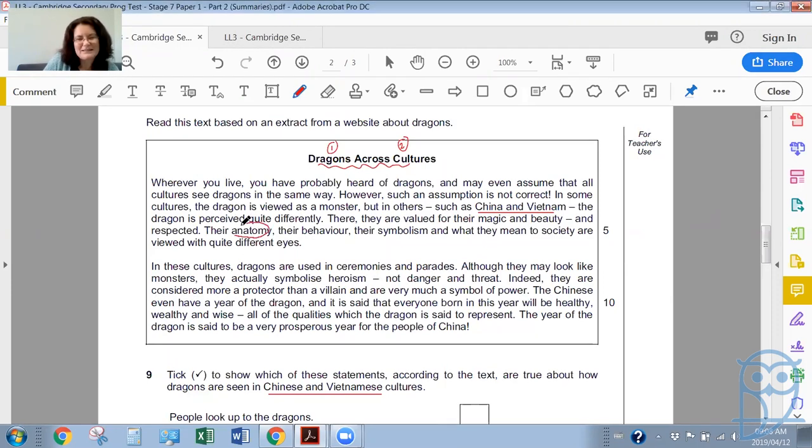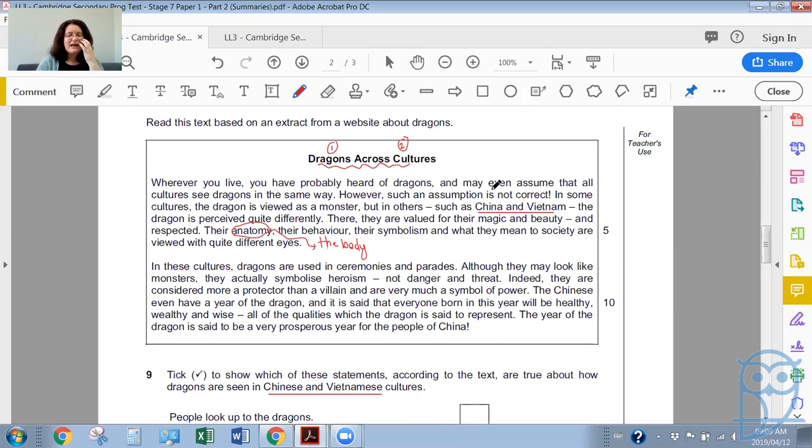Anybody know what anatomy means? Good, yes. It's the body, okay? The way a body is constructed, all right? So it refers to the body, your anatomy, the way you are built, the way you are designed, all right? So their anatomy, their behavior, the way that they are, their characteristics, their symbolism, what they symbolize, and what they mean to society are viewed with quite different eyes.